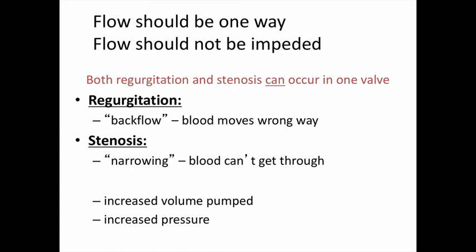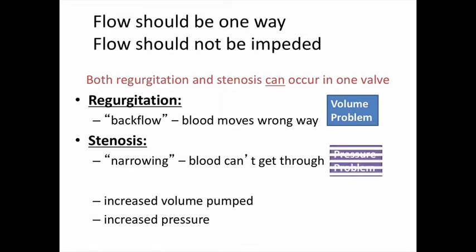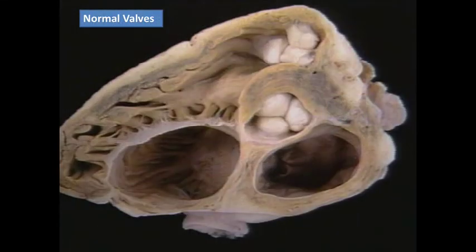So I think it makes the most sense to think about what's going on and how that's actually affecting the heart. If we boil it down to the most simplistic approach, we could say regurgitation results in a volume problem, stenosis results in a pressure problem. But as we've said, oftentimes they coexist, so we have both a volume and a pressure problem.